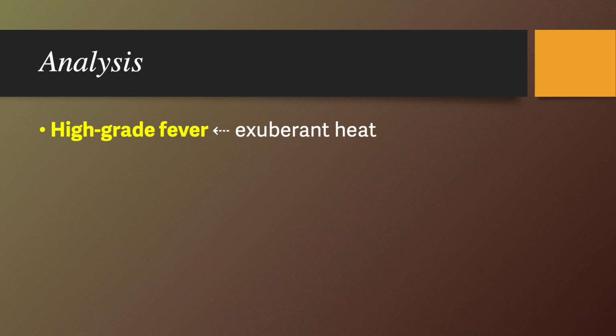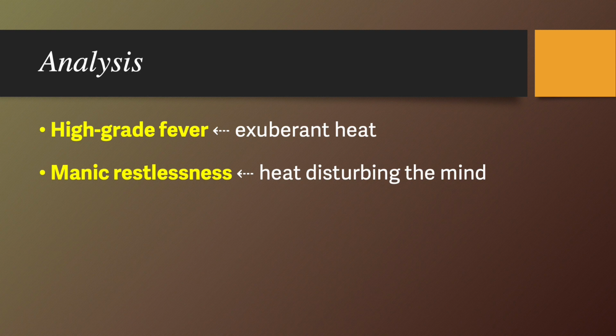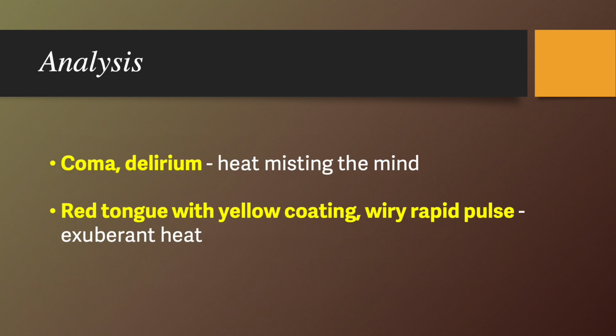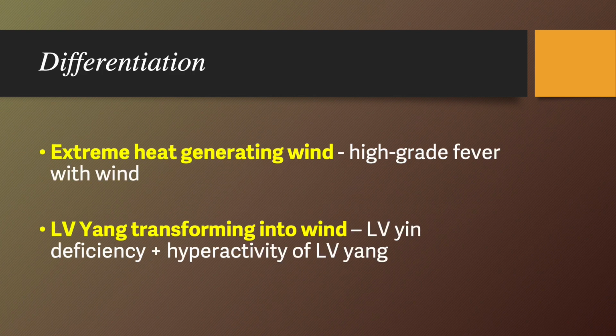Exuberant heat causes a high-grade fever. Heat disturbing the mind may cause manic restlessness. Heat consuming body fluids may cause malnourishment of the tendons and muscles, leading to tremor of the hands and feet, neck rigidity, opisthotonus, trismus, and a staring spell. Heat misting the mind may cause coma and delirium. A red tongue with a yellow coating and a wiry rapid pulse are typical signs of exuberant heat.